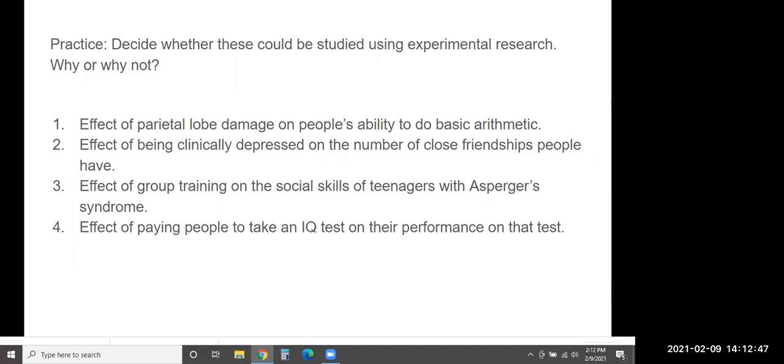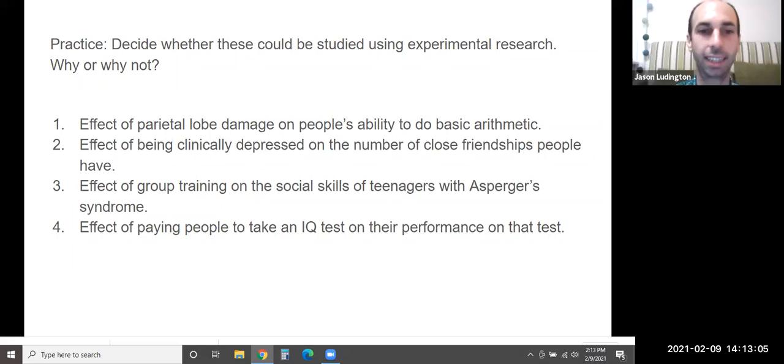But maybe we can do it with the same person. Perhaps the first time we do it without giving them an incentive. Then we make sure they don't study or do anything different. The next time they do the IQ test, we give them the money incentive and see if anything has changed. Very good.